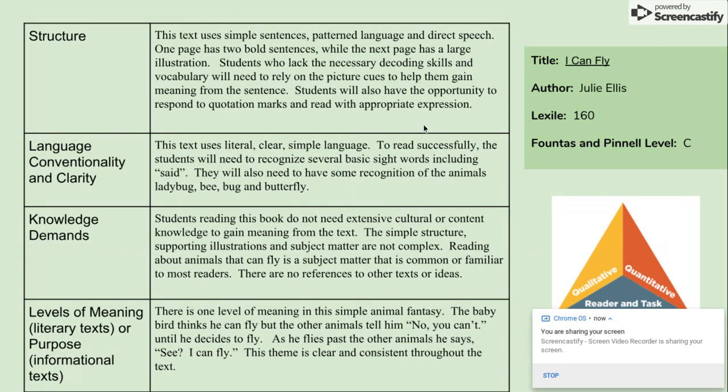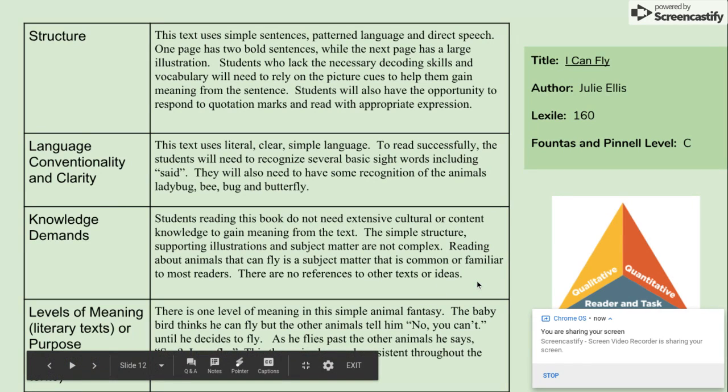I Can Fly was the next text. Again, simple pattern language. There were bold sentences, large illustrations. Students who didn't have the necessary decoding skills did have those picture cues to help them make those beginning sounds and solve unknown words. The language was clear and simple. Sight words included said, and vocabulary, ladybug, bee, bug, and butterfly could be discussed before reading. There was not extensive knowledge that needed to happen.